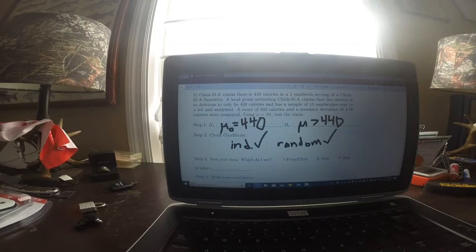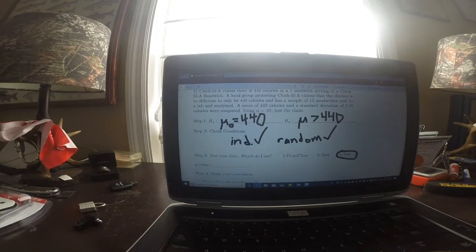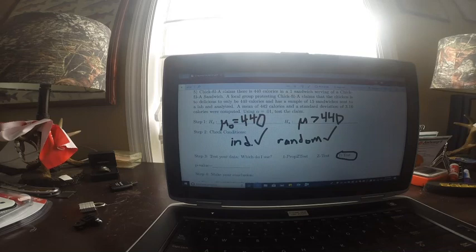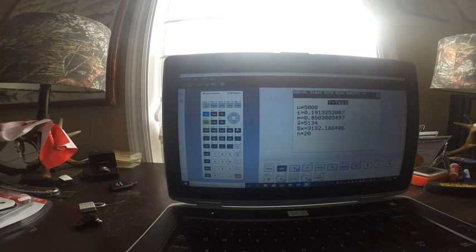Let's test our data. Which one are we going to use? Well, we only had a sample of 15 sandwiches. A population standard deviation is not known here. We do have a sample one that was calculated. So we're going to wind up using a t-test. Alright, p-value here. So that means we got to type everything in our calculator to find our p-value. So we're using a t-test.